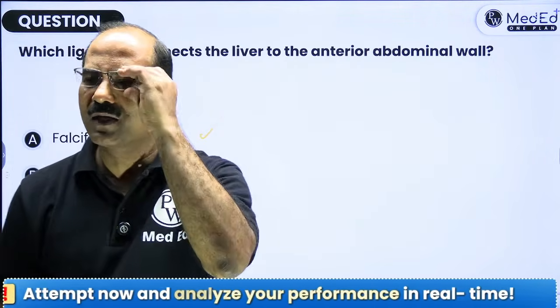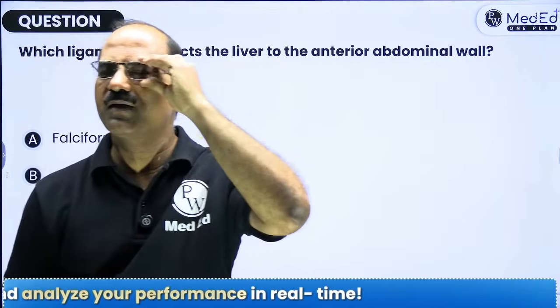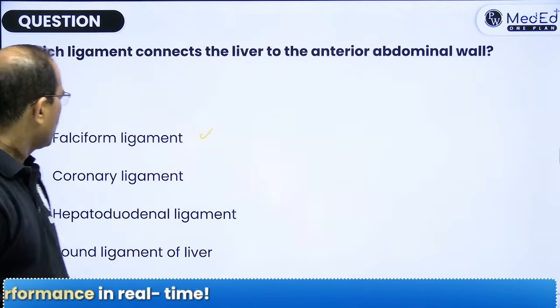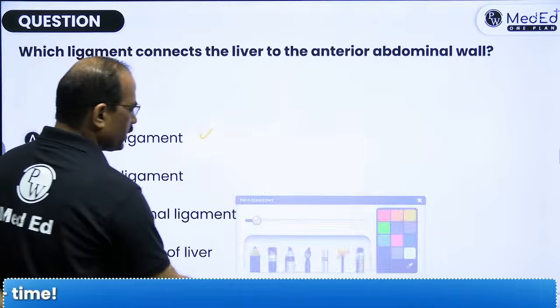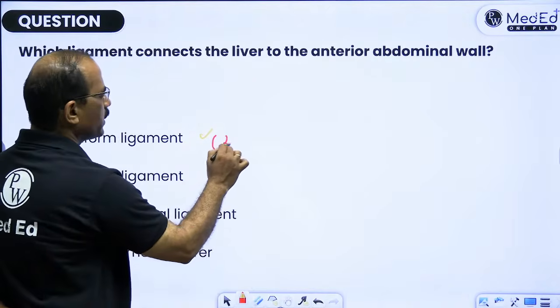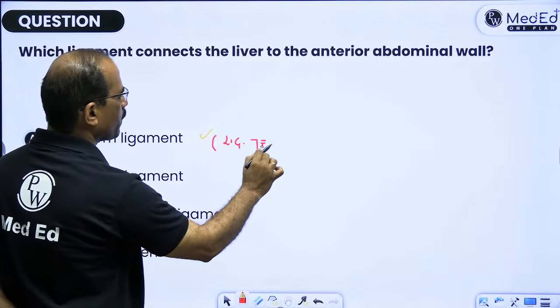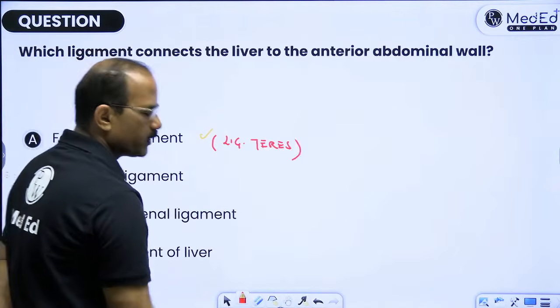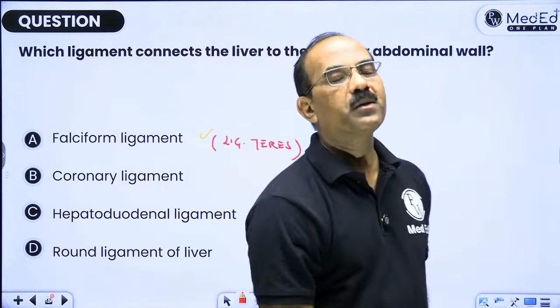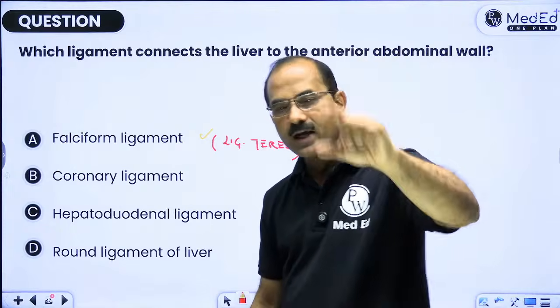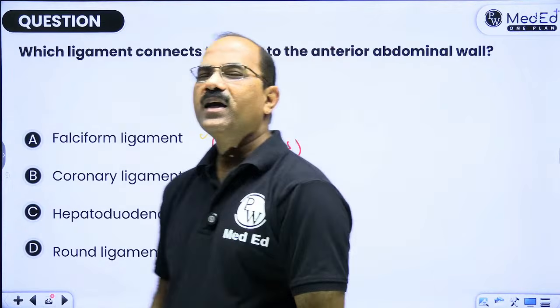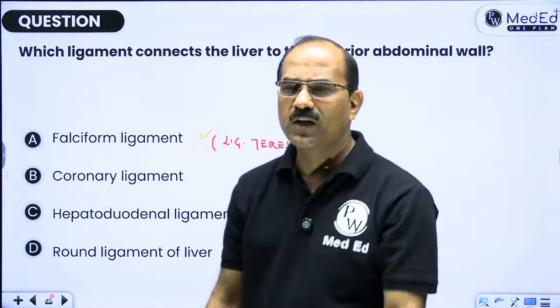Meckel's क्या है बच्चे? Meckel's diverticulum is different रे बच्चे. Okay, falciform ligament के अंदर क्या होता है? That's ligamentum teres. Falciform ligament के अंदर होता है ligamentum teres. And what is ligamentum teres? It is the obliterated left umbilical vein. याद रखना.